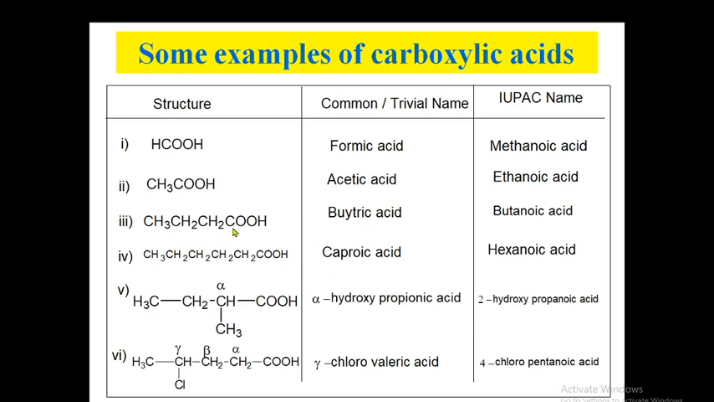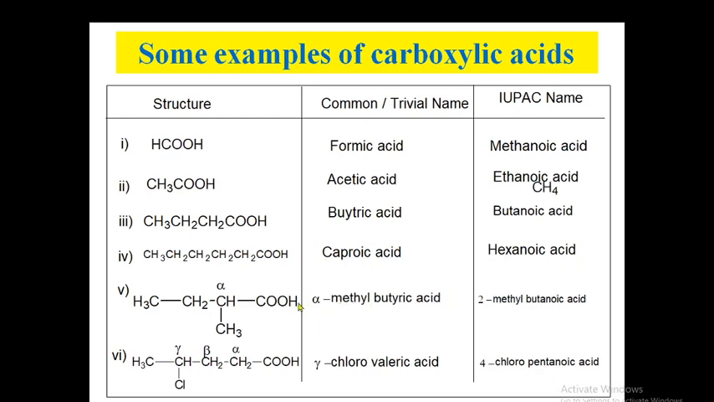If you have a 4 carbon containing carboxylic acid, definitely its common name is butyric acid. It comes from its origin, the rancid butter. And the IUPAC name is butanoic acid. If you see here, the E is replaced by oic acid. If you have a 6-membered carboxylic acid, it has the common name caproic acid, and its IUPAC name becomes hexanoic acid.